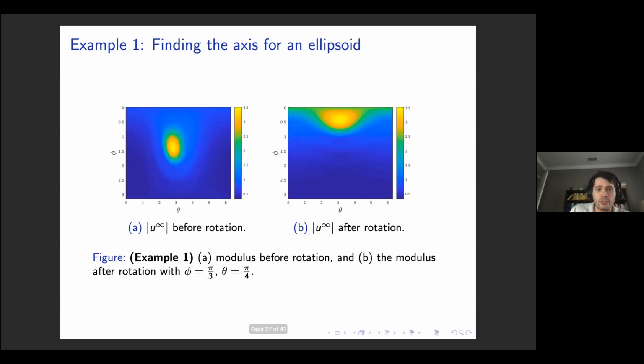And what we do is the first part of the procedure, and we have here the field before applying the rotation and the field after applying the rotation. So after we apply this rotation, we are able to find the angle of the obstacle here, as you can see, pi over 3 and pi over 4.